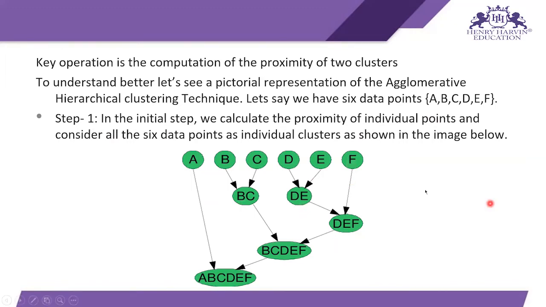And after that we see that D, E and F clusters are close to each other, then we combine these two, and we go on to repeat these steps until we get every point as a single cluster.